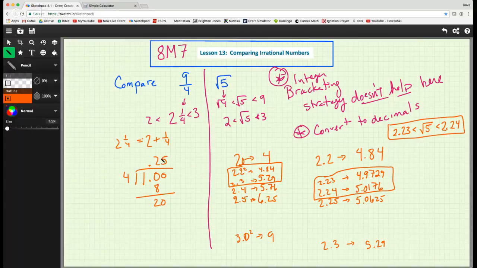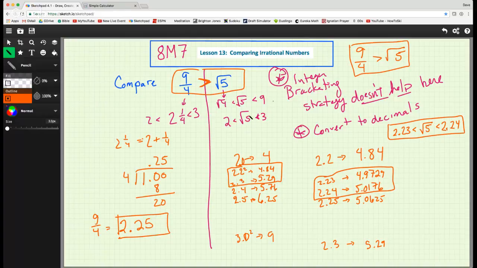And we get 0.25. So 2 plus a fourth, and we get 2.25. So 9/4 equals exactly 2.25. Well, 2.25 is bigger than 2.24 or 2.23. So 9/4 is greater than the square root of 5, because the square root of 5 is less than 2.24, and 2.24 is less than 2.25.